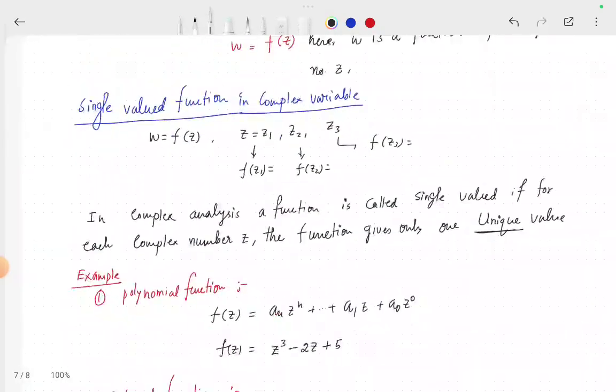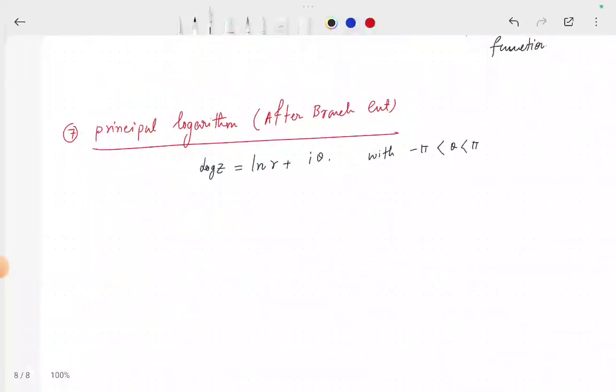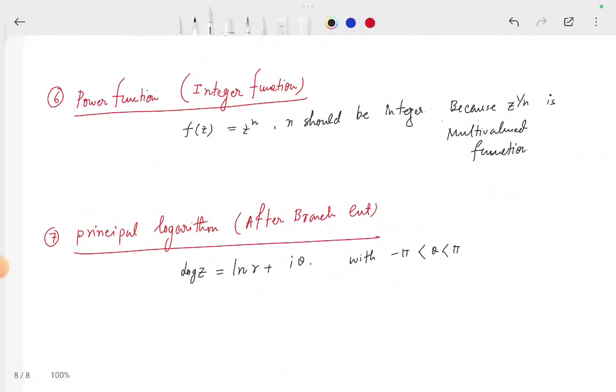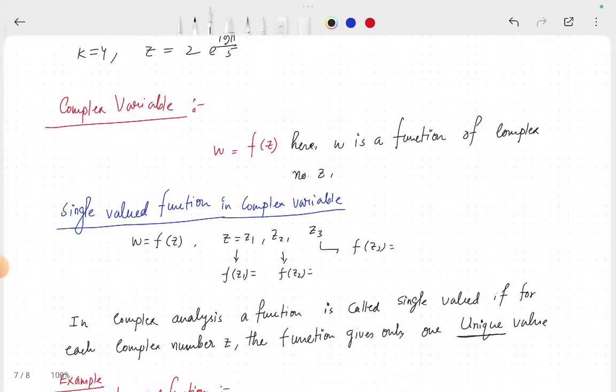So please focus on that. We already discussed what power functions are, why z to the power 1 by n is called a multivalued function, and why log z equals ln r plus i theta is called a single valued function after the branch cut. Why it is not called multivalued, we will discuss later. Okay, I think you understood. Very good. So these are some examples of single valued functions.